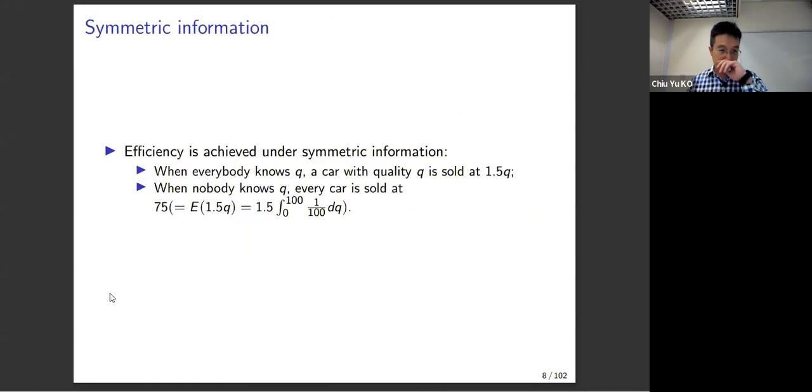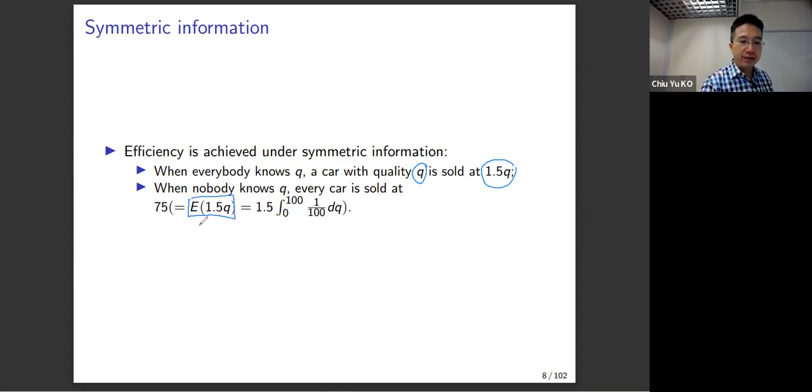Now, let's look at symmetric information. That's very simple. If everyone knows the value of the car, each car would have a different price, depending on quality. If your quality is Q, your car will sell at 1.5 Q, which is the price the buyer will pay. If you don't know, then it will actually sell at 1.5 Q on average.